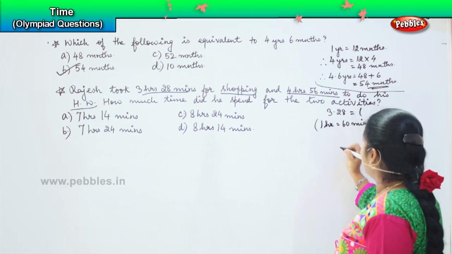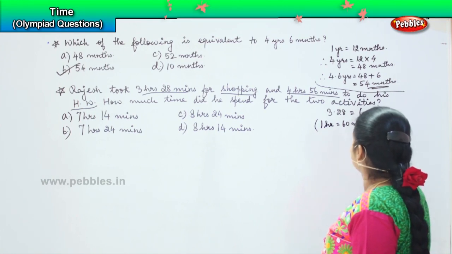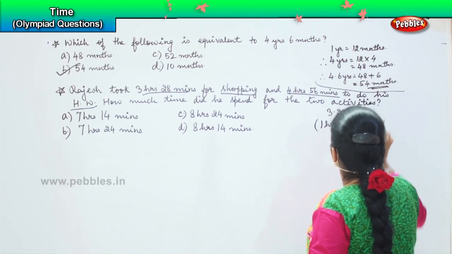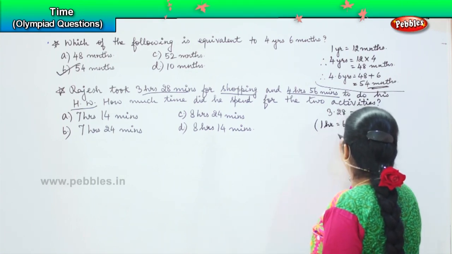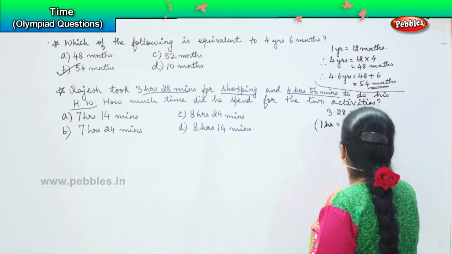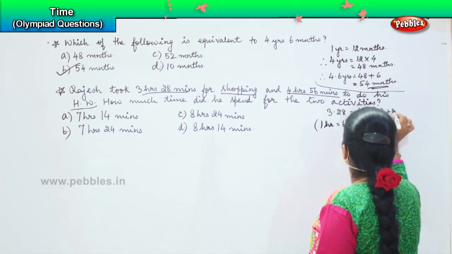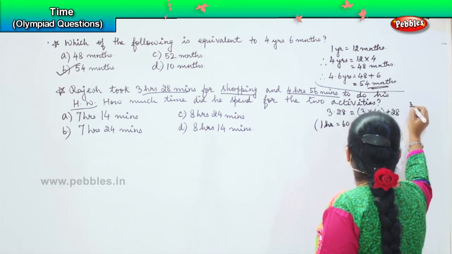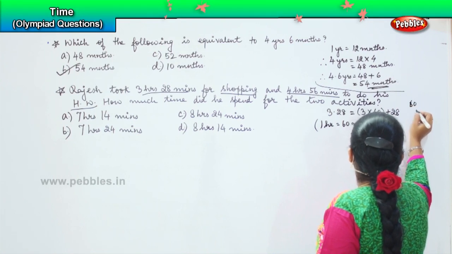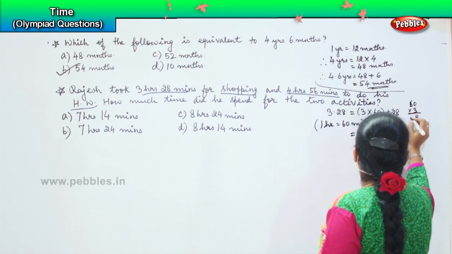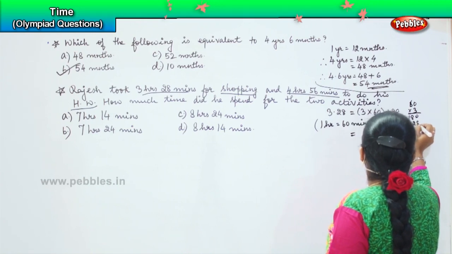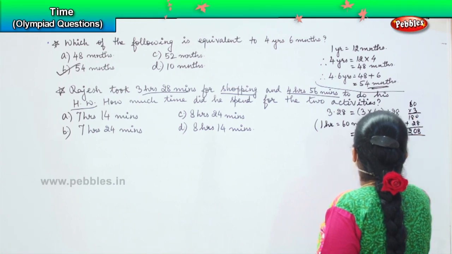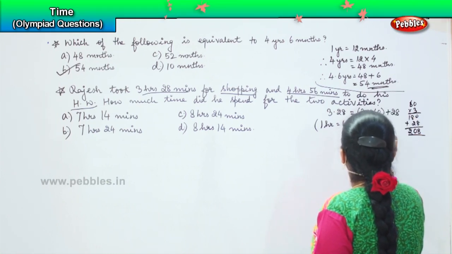Right? So, 3 hours and 28 minutes can be written as 3 into 60 plus 28. Okay. So, how much is that? 3 into 60 is 60 into 3, which is 180 plus 28. So, 8, 8 plus 2, 10. 1 plus 1, 2. So, which is equal to 208 minutes.